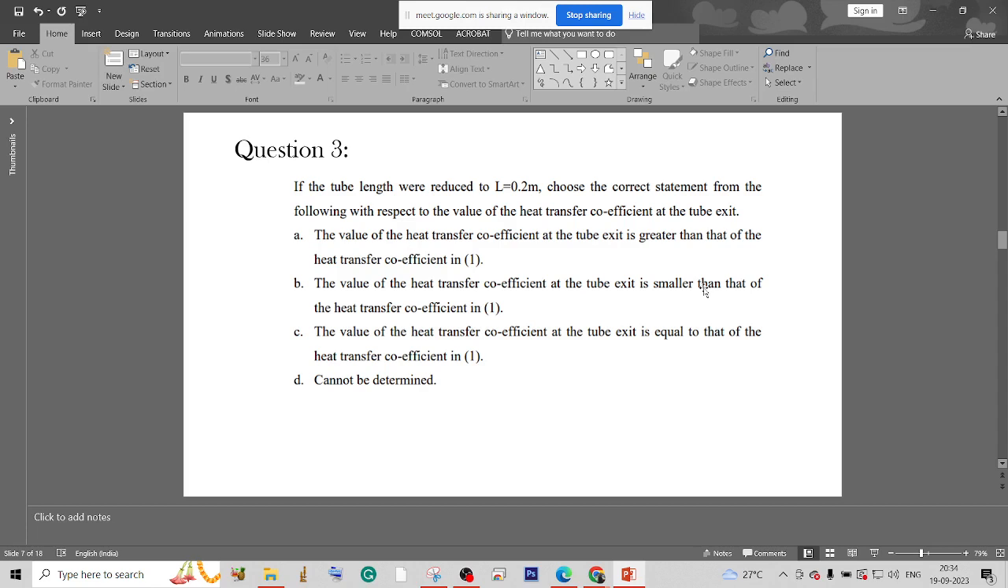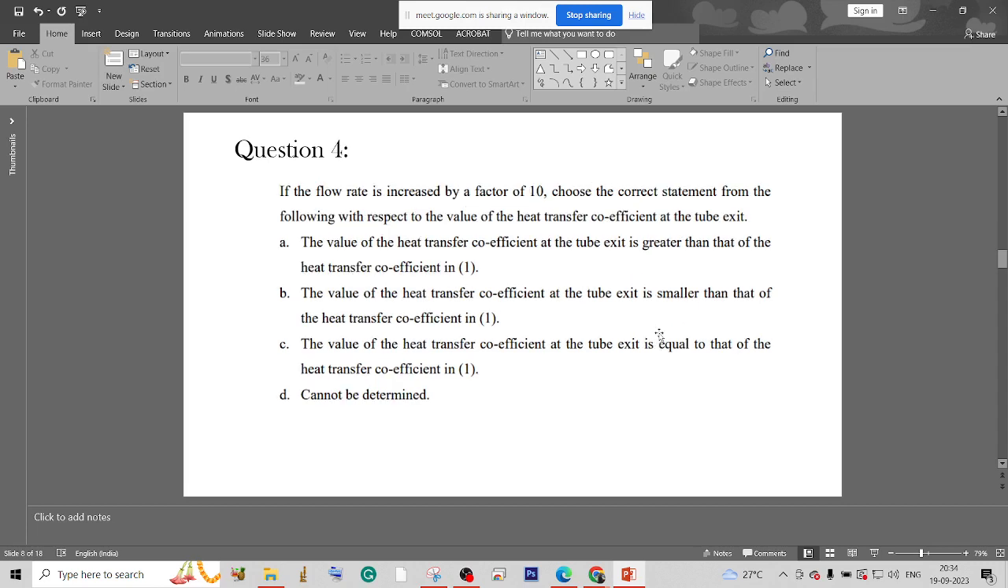So which of the options is this? In case one, the flow is fully developed. So the value of the heat transfer coefficient at the tube exit is greater than that of the heat transfer coefficient in case 1. So the heat transfer coefficient will also be more. So this is option A. This is option A. This is question number 3, right? Now question number 4.